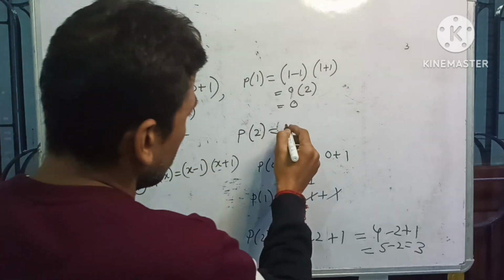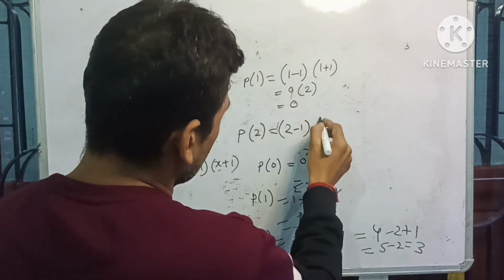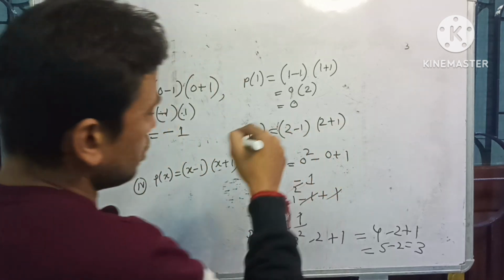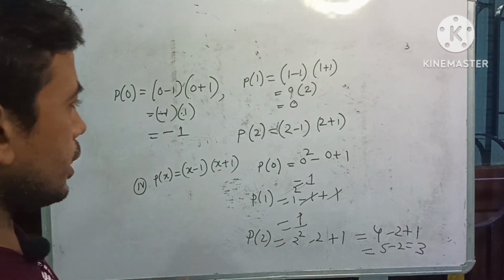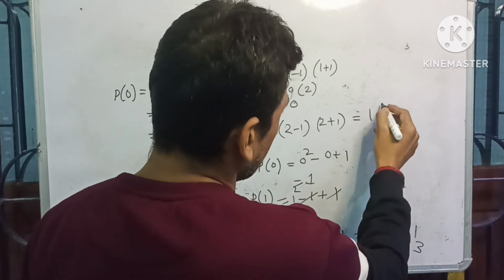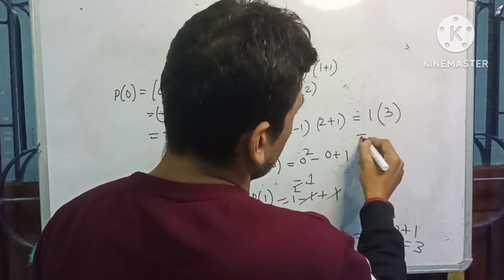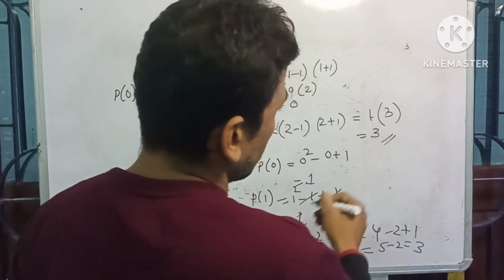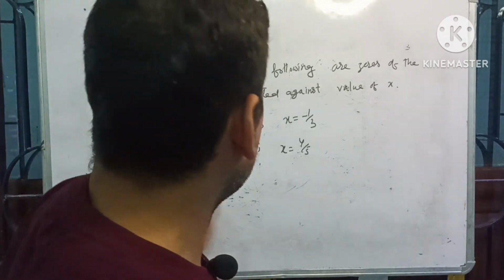So put here 2 minus 1, 2 plus 1. That means we put 2 in place of x. Okay? So 2 minus 1 means what? 1. 2 plus 1 equals 3. So 1 into 3, 3. Now I discuss example 3.